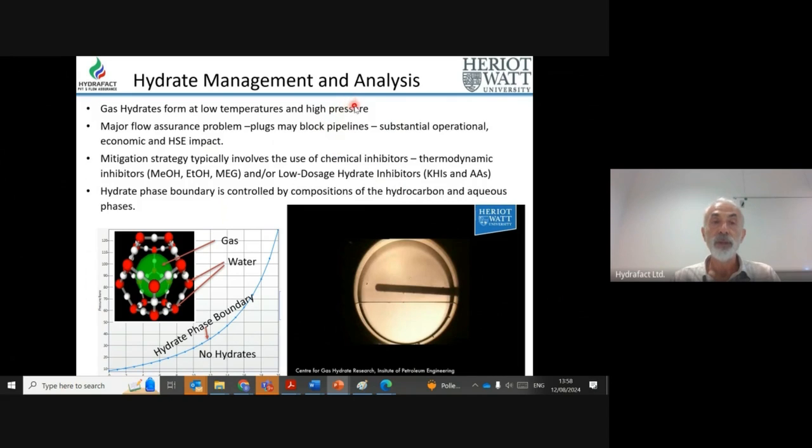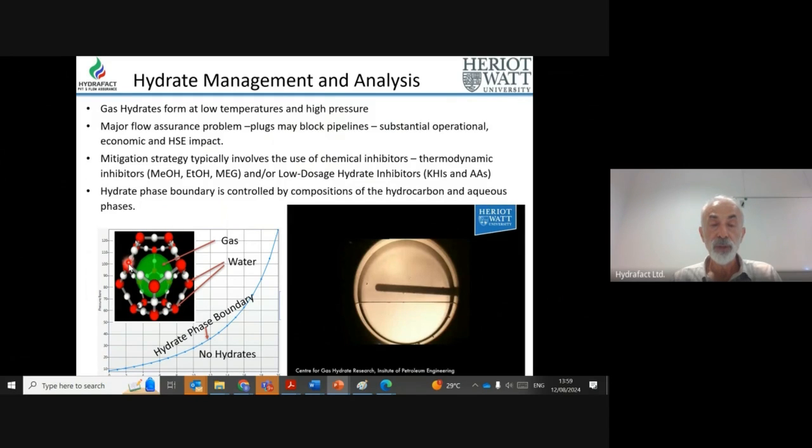hydrate management. Gas hydrate forms at low temperature and high pressure, and it is a major problem in flow assurance. Mitigation, different techniques, chemicals: methanol, ethanol, glycol, low dosage hydrate inhibitor, but we can also control with the composition of the gas phase and aqueous phase. So in the aqueous phase, when hydrates form, a structure will form like this.